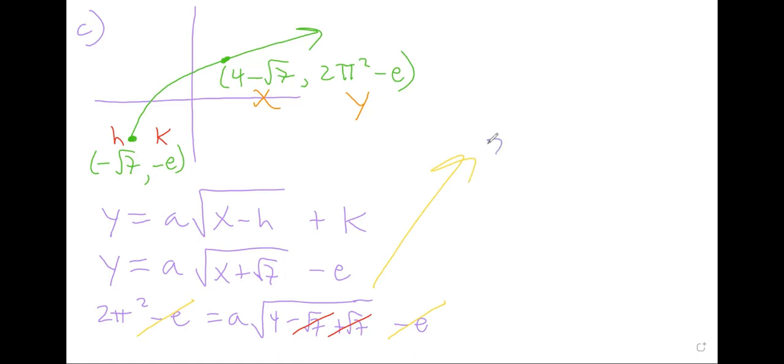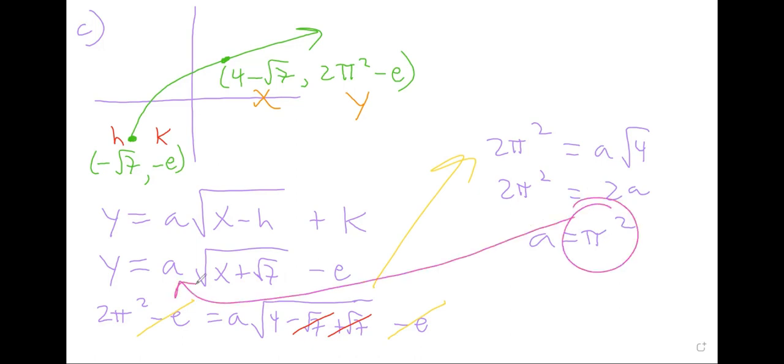So let's see what we get here. We have 2 pi squared equals a times the square root of 4. So this is 2 pi squared equals 2a. The 2's knock out. And so a is just pi to the power of 2. So let's take pi to the power of 2. And that goes in for a right here. So our final answer, and don't leave just yet because I have one more thing I want to say. So our final answer would be this here, square root x plus square root 7 minus e. Let's bubble this in.